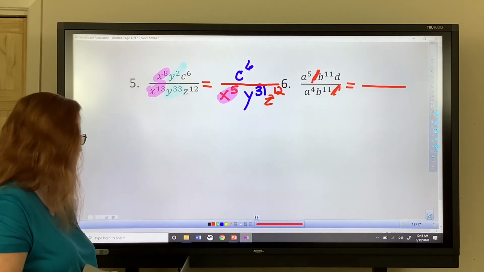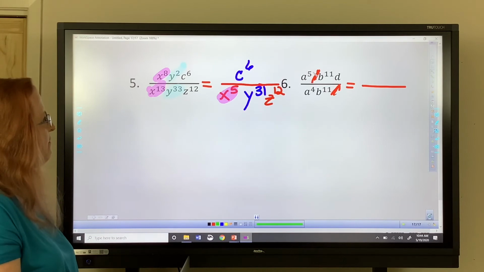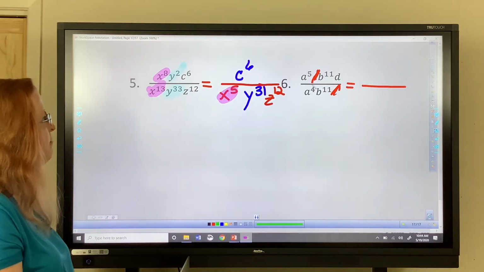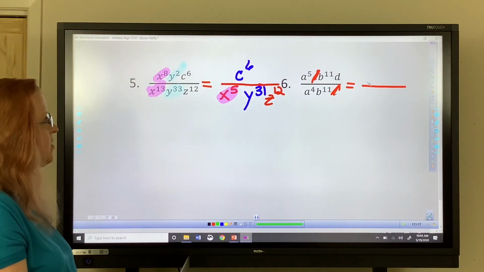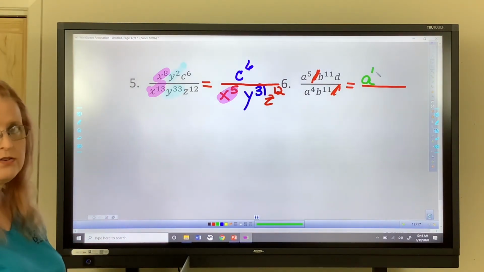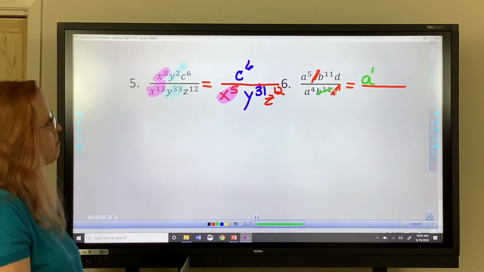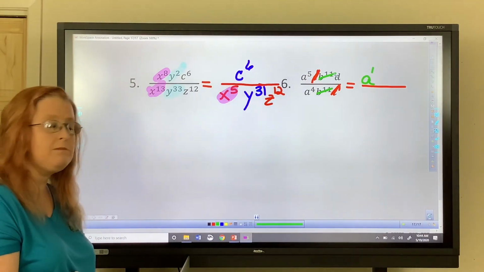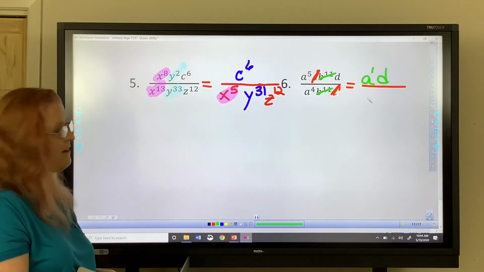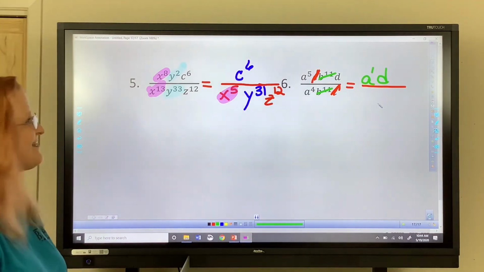And so now I just have to look at the a, the b, and the d. And so a to the 5th divided by a to the 4th, you subtract your exponent. 5 minus 4 is 1. 5 is larger, so it stays up top. And I can put the 1 there, or I don't have to. It doesn't matter. Okay? B to the 11th and b to the 11th. Same. It divides out to be 1. And then d is by itself, so it just comes up here, and you don't have to put the 1 on the bottom. All right. So far, so good.